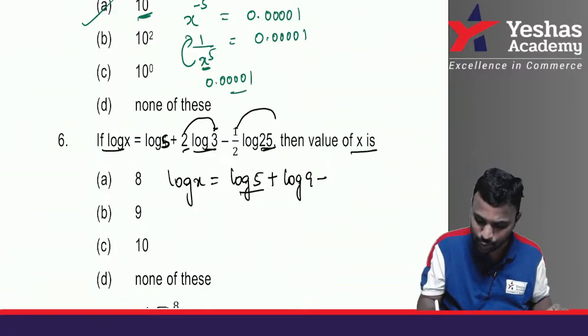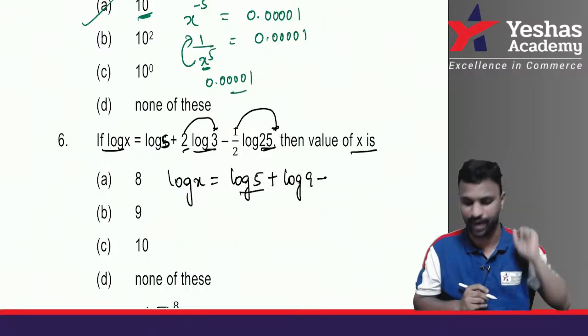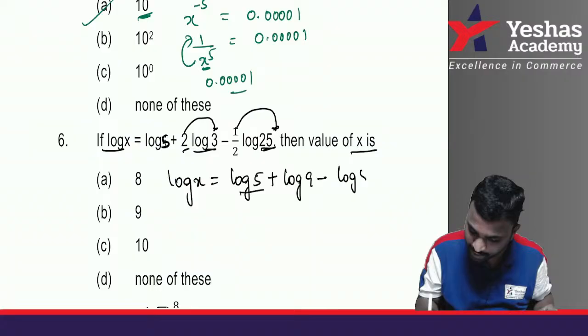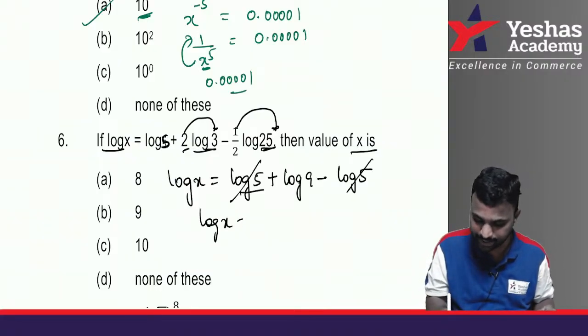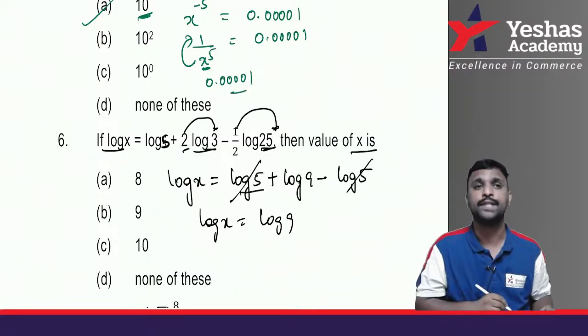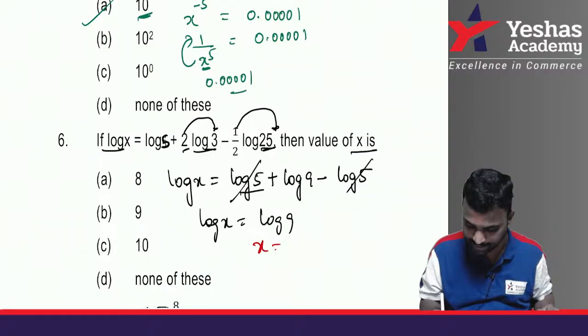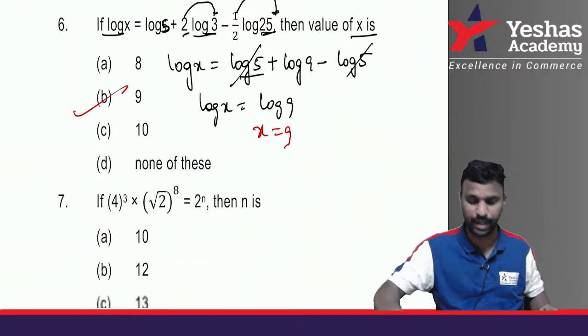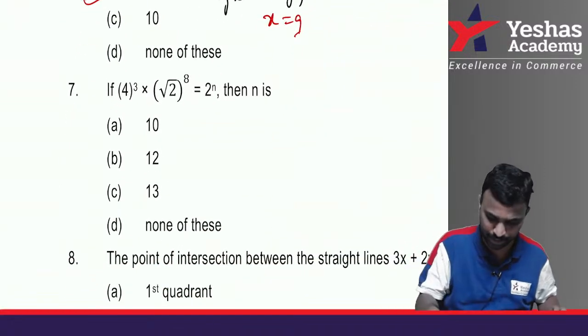Guys, this 1 by 2 goes up as a power. 25 power 1 by 2 means root of 25, which is nothing but 5. Yes or no? Now log 5 will get cancelled. So log x is equal to log 9. That means on both sides you can cancel log. So you get x is equal to 9. That means option B is the right answer. Hope it is clear. Moving on to the next question, question number 7.